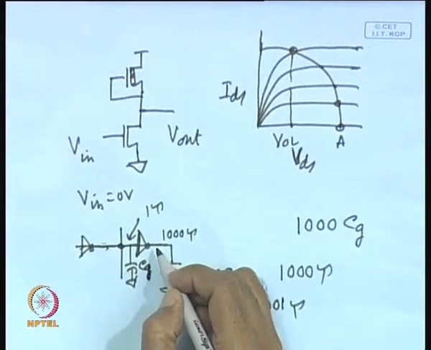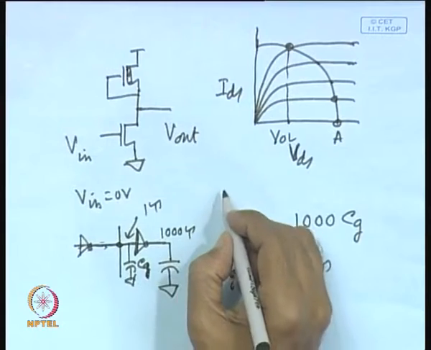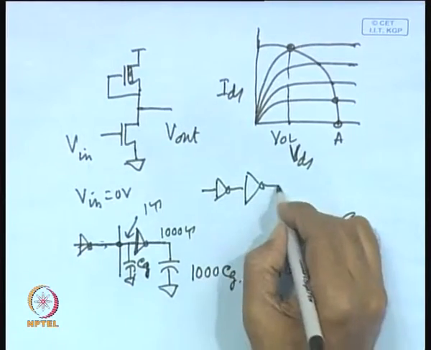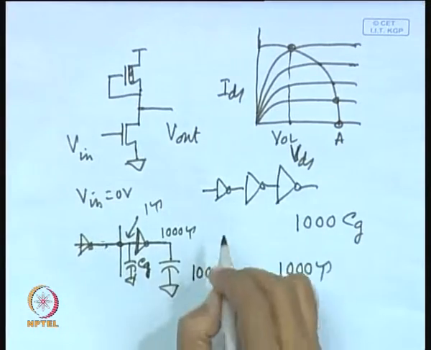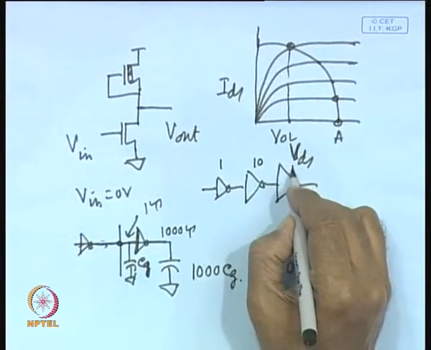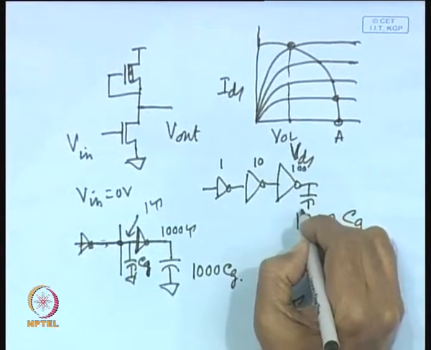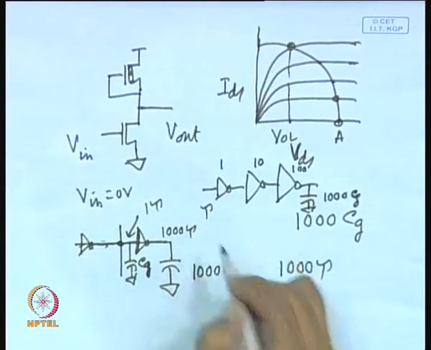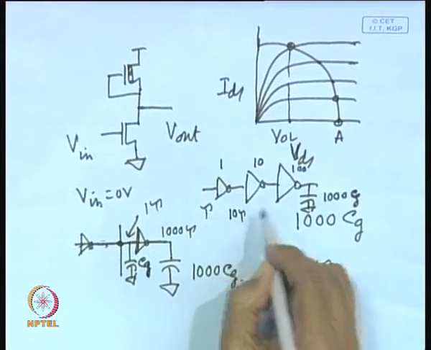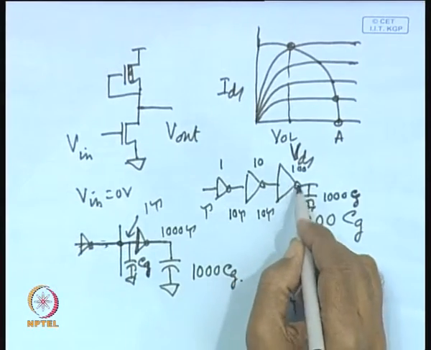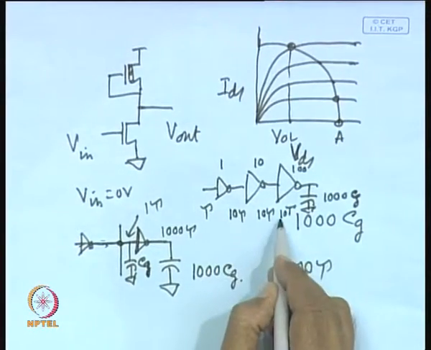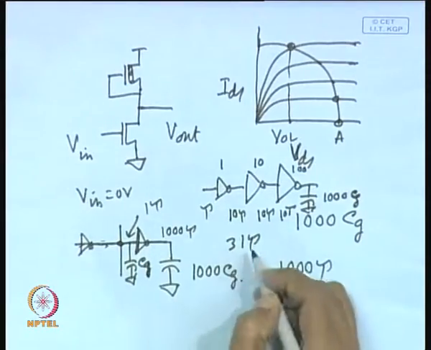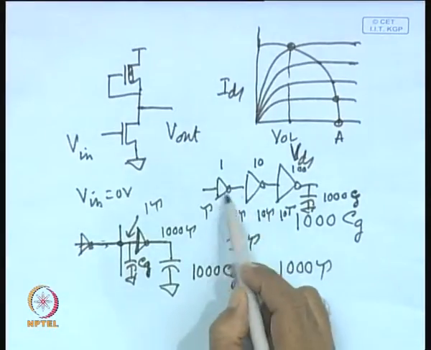Now, if you put several stages, like say first you put this one, then 10 times, then 100 times, so this is 1, then stage ratio 10, and here is the 10 ratio 100. Now, you are driving this capacitance which is 1000 Cg. So, what will be the total delay? In driving this capacitance there will be tau, in driving this capacitance there will be 10 tau, in driving this there will be a delay of 10 tau, and in driving this there will be a delay of 10 tau. So, what is the total delay? 10 plus 10 plus 10 plus 1, so it will be 31 tau. This will be the delay in driving this through these 3 inverters.